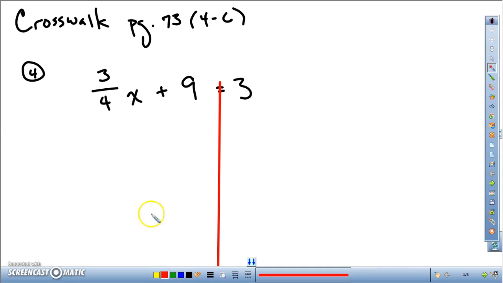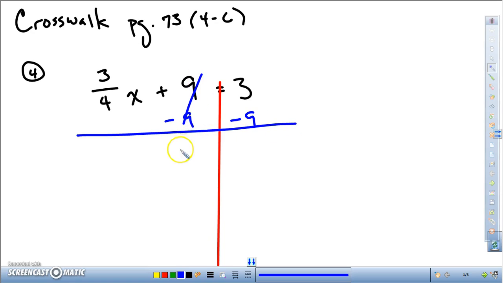I don't have any distribution that needs to be done. So to isolate the variable term here, 3/4 x, I need to get rid of the 9 by subtracting it on both sides. So your 3/4x is going to come down, and 3 minus 9 is -6. And the way that we get rid of a fractional coefficient is that we multiply by the reciprocal. We haven't seen one like this in a while, so this is a good review for you. When you have a fractional value attached to the variable, multiply by the reciprocal to get rid of it.